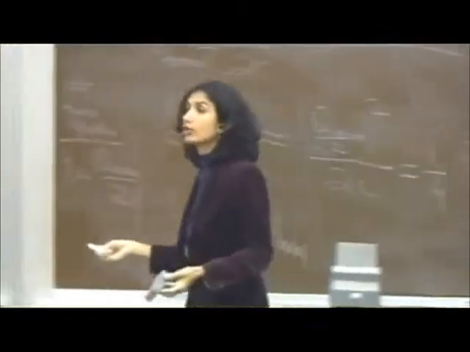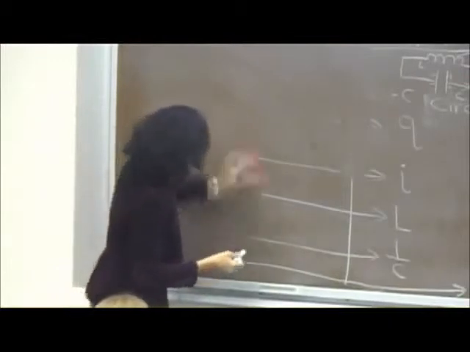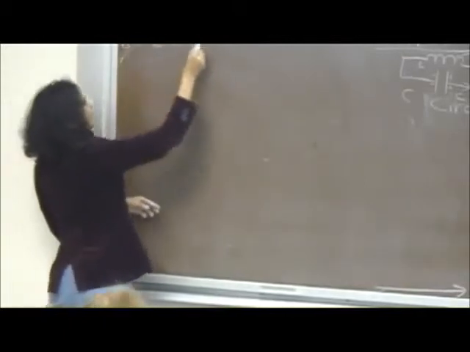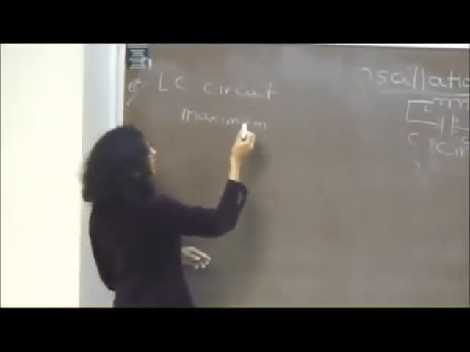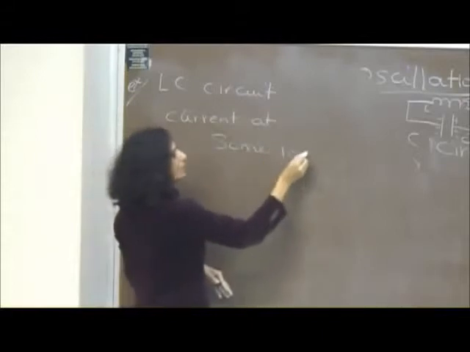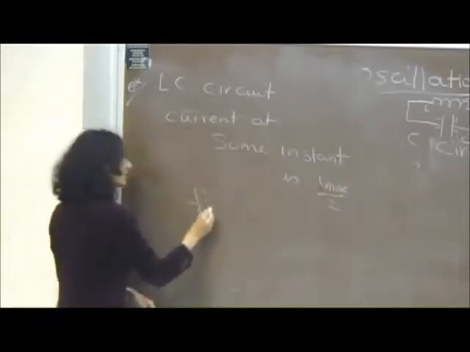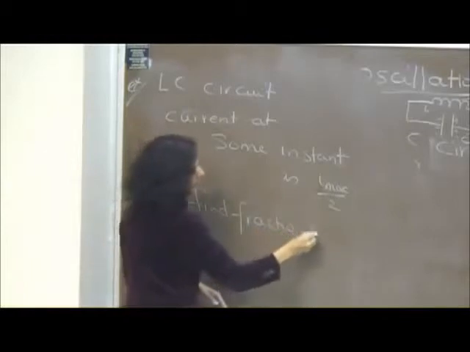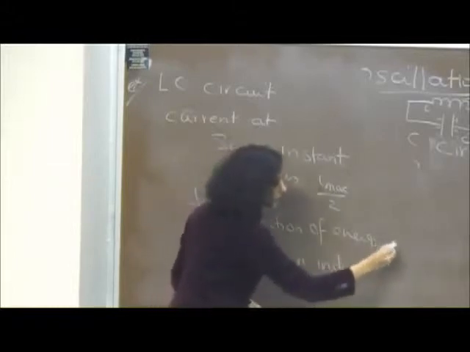You have to think about which way is the most convenient way of figuring out how much is the total energy stored in the system. So I could give you a different exam question in which I could say, for example, in an LC circuit, the current at some instant is Imax over 2. Find the fraction of energy stored in the inductor or in the capacitor.